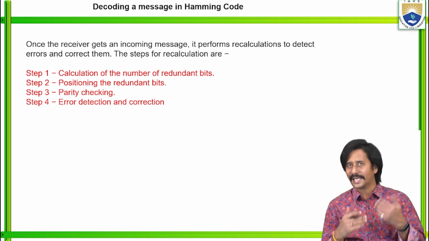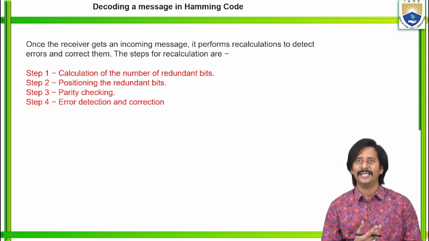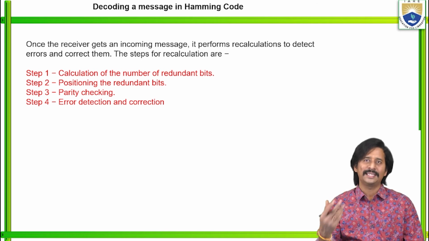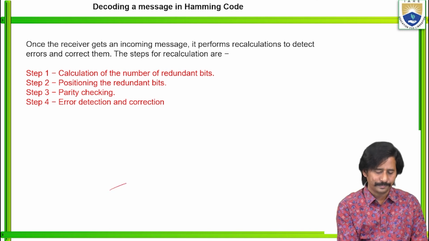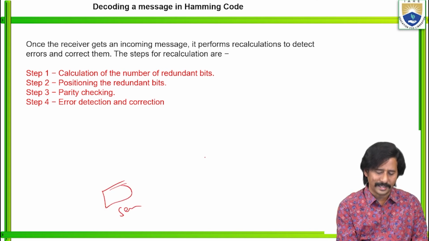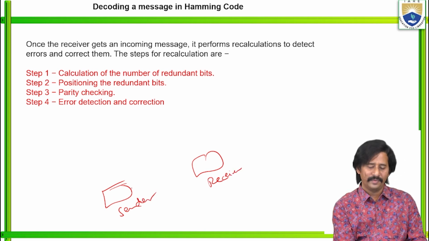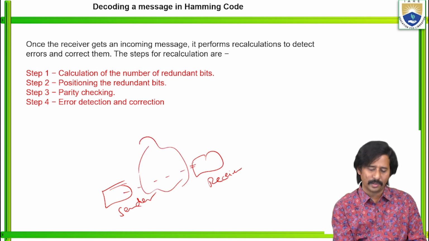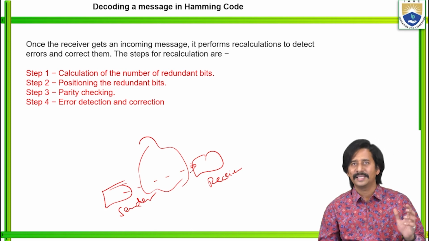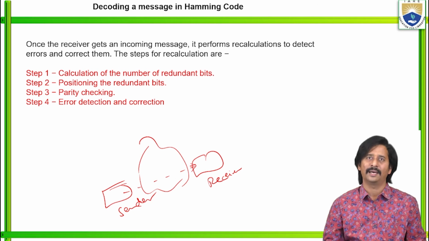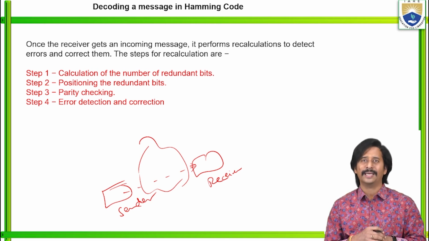Right. Then second part, that is the decoding a message in the Hamming code. So once the receiver gets an incoming message, this is the frame at the sender side. So this is the frame at the receiver side. Right. So whatever the frame which are transmitted through some network, so that particular frame is transmitted to this receiver side. Once the receiver gets an incoming message, it performs the recalculations to detect errors, if any errors are there, and we need to correct them.